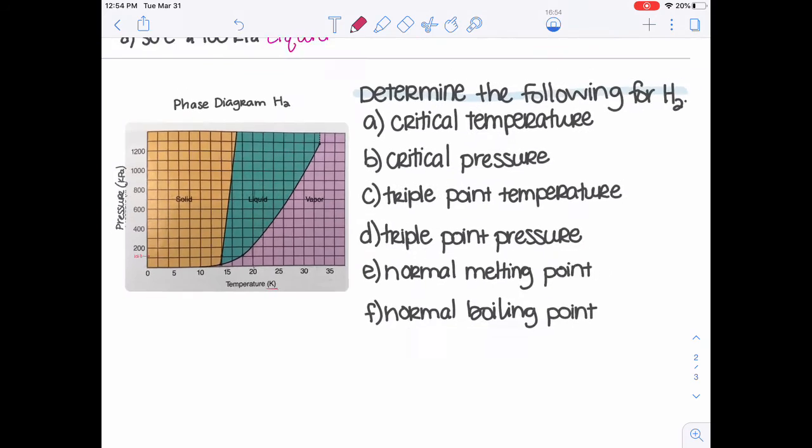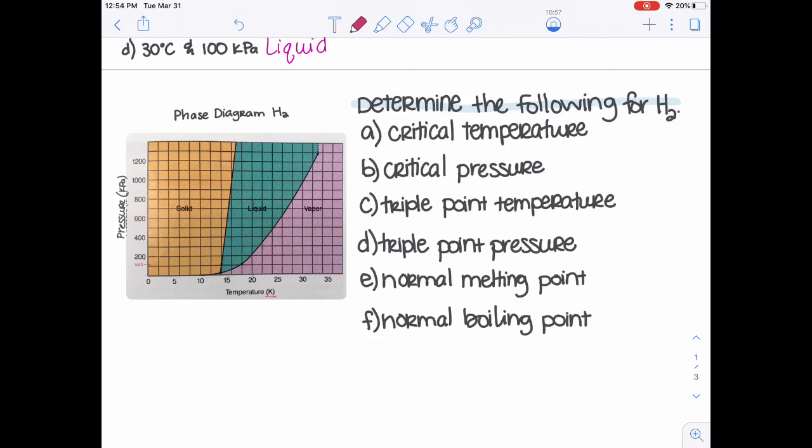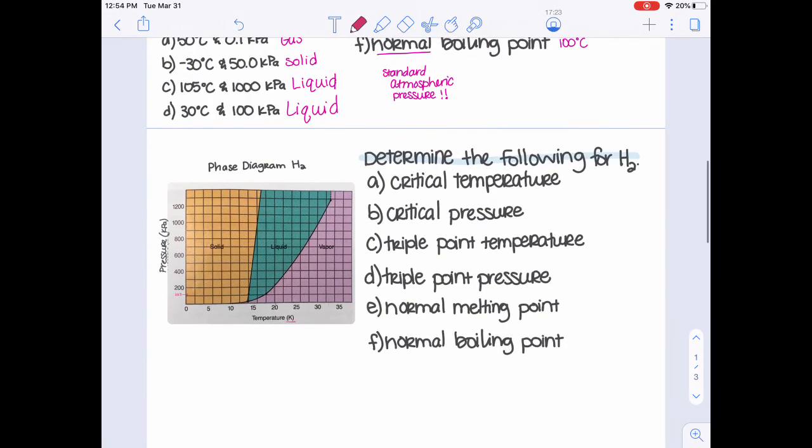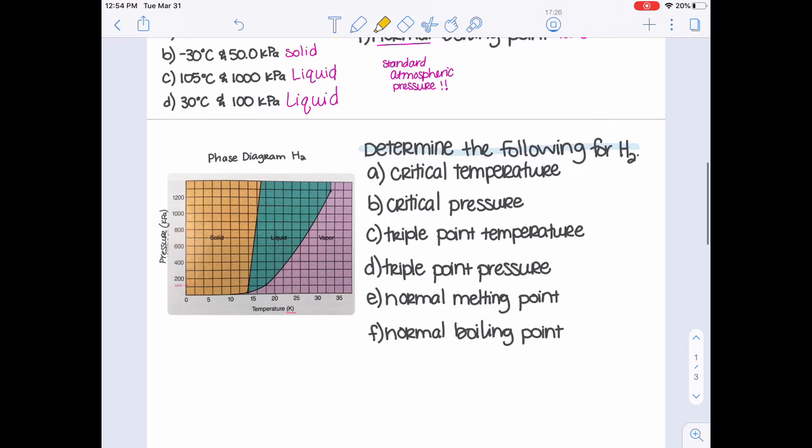So I am going to leave these blank, but I want you to finish these on your own, doing the same process that we did up above. You're just going to read the phase diagram and answer those 6 questions. Find those 6 pieces of data. So I will leave those blank, but I do want you to fill them in. Let's see if you can read a phase diagram.